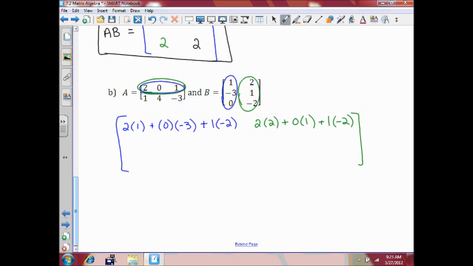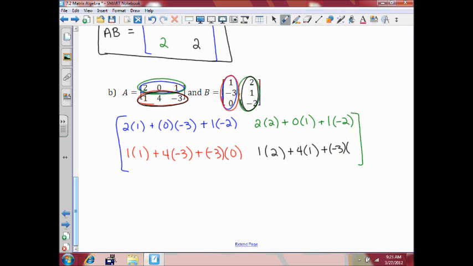Bottom left, we'll have 1 times 1 plus 4 times negative 3 plus negative 3 times 0. And the bottom right, take the bottom row and the right column, 1 times 2 plus 4 times 1 plus a negative 3 times a negative 2.